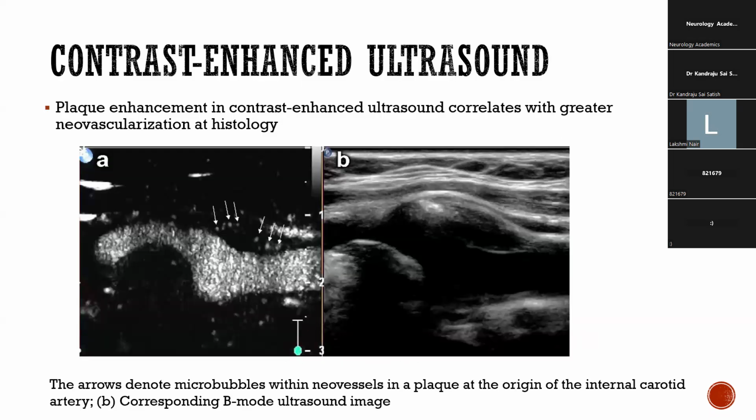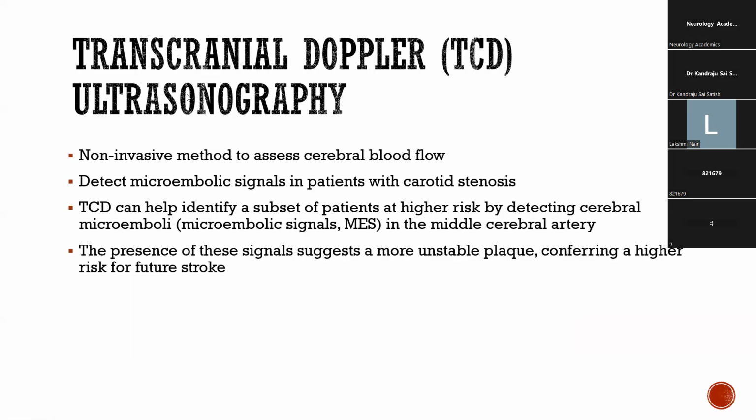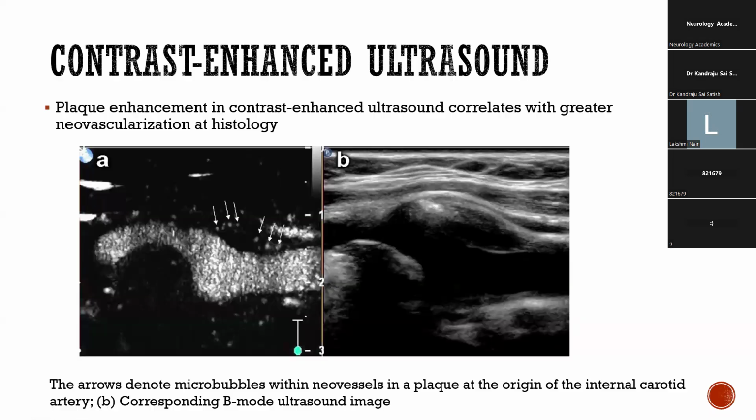So in contrast enhanced ultrasound, the plaque enhancement correlates with greater neovascularization at histology. Here in this image, we can see that the arrows denote the microbubbles within the neovessels in a plaque. So next is the TCD. The contrast enhancement corresponds with the neovascularization.